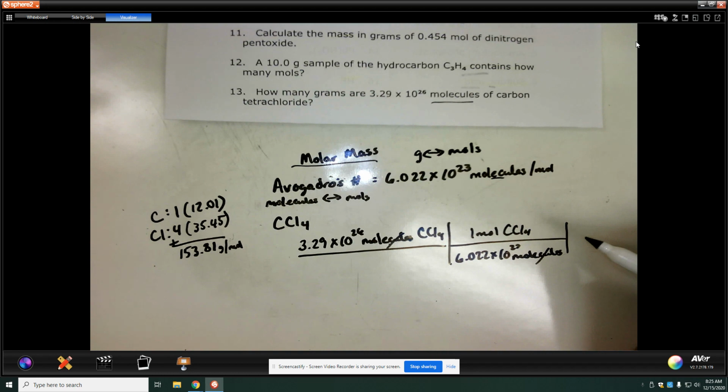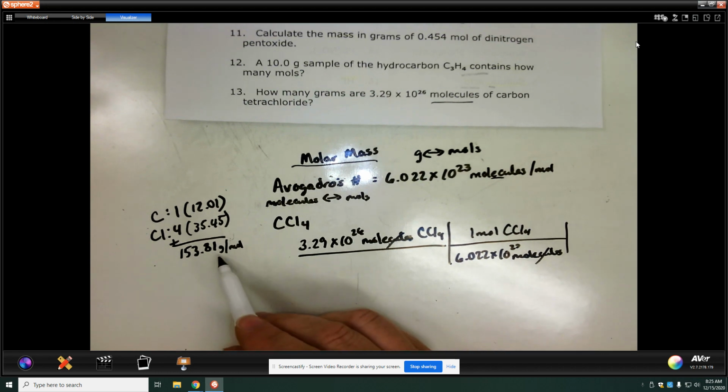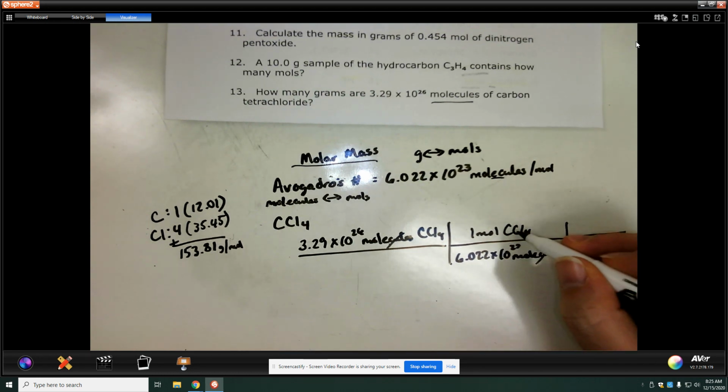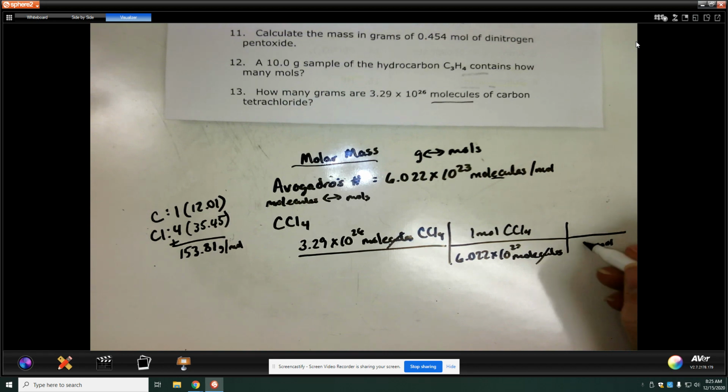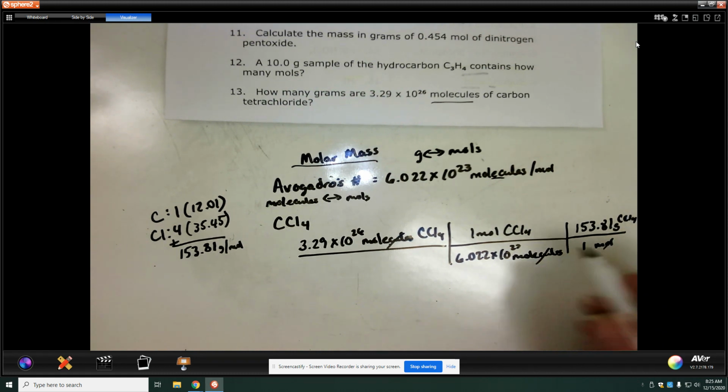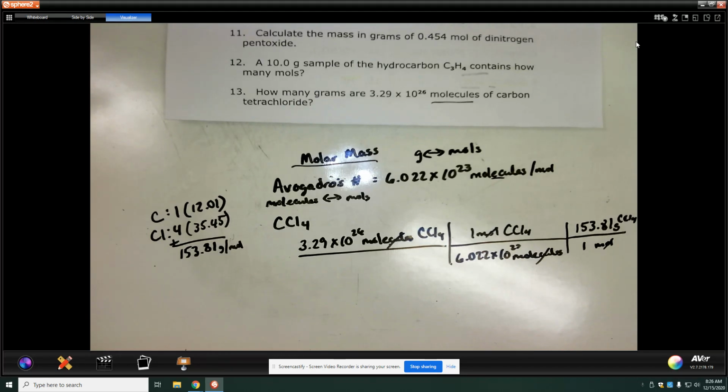Now I need to convert moles to grams, and I can do that using molar mass. Mole is here, so mole has to go here. And in 1 mole, there are 153.81 grams of carbon tetrachloride. Everything on top multiplied together divided by everything on the bottom multiplied together. 153.81 divided by 6.022.